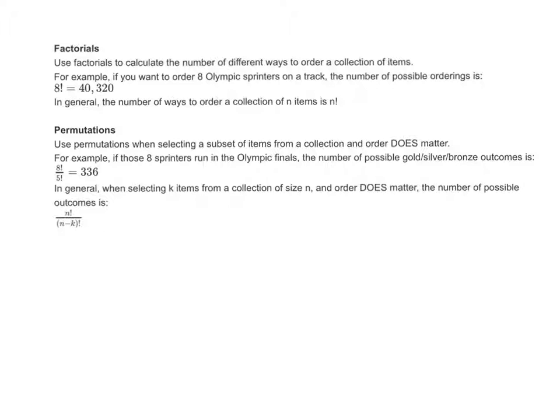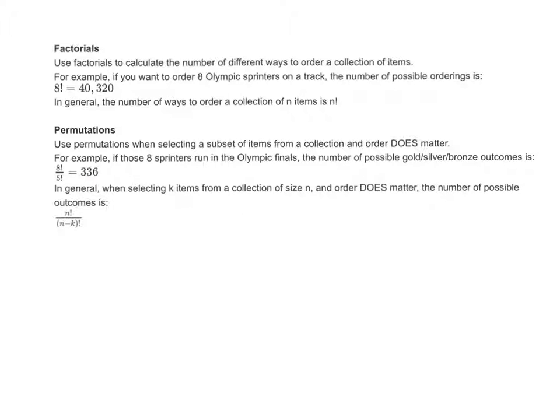Next, let's look at permutations. Suppose that we want to select a subset of items from a collection, and the order in which we select them does matter. For example, using these sprinters again, if we have 8 sprinters running in the finals, and we want to know the number of possible gold, silver, and bronze outcomes that we could get, that calculation will be 8 factorial over 5 factorial, which gives you a grand total of 336.